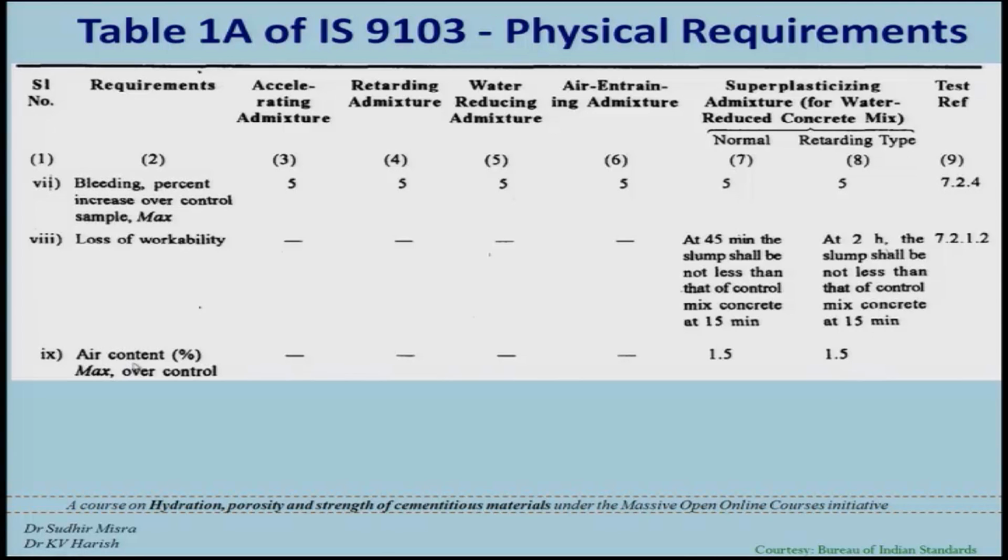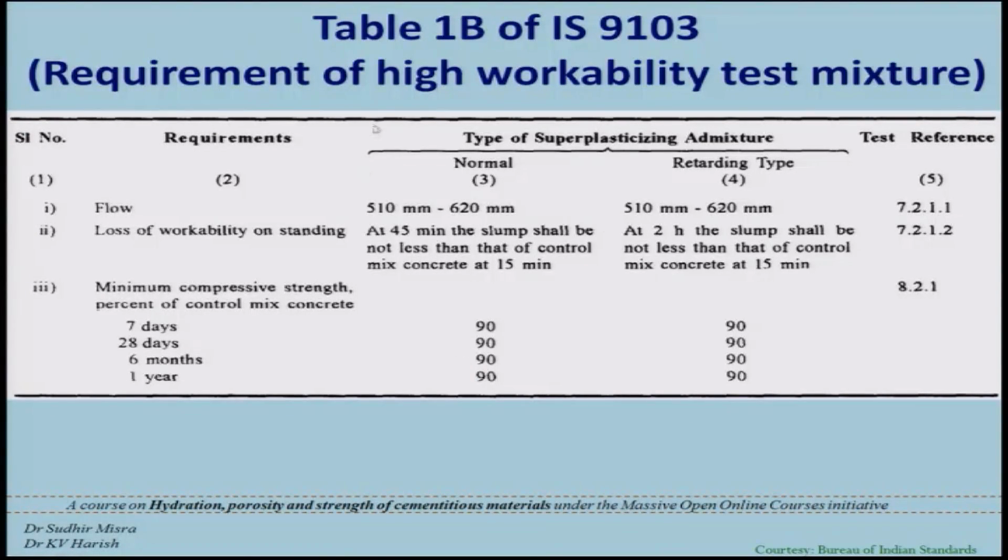Finally, for the air content, which is expressed in percentage, no provisions are given for the first 4 admixtures, and for superplasticizing admixture 1% and 1% for normal and retarding type. There are also special requirements that are given for mixtures that require higher workability. Higher workability can be achieved by using superplasticizing admixtures, which are many times referred to as high range water reducers.